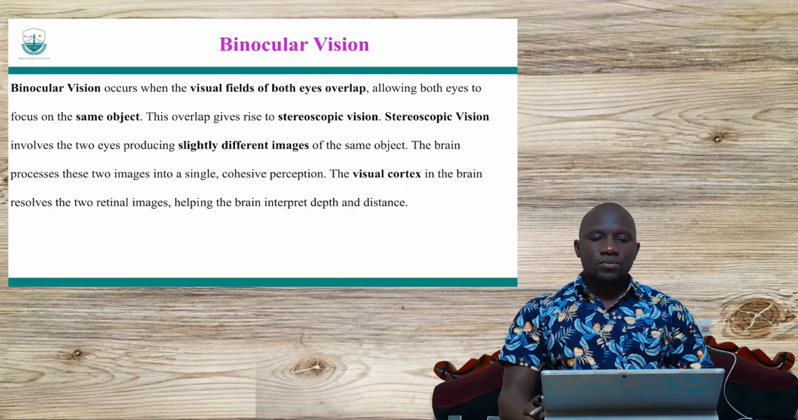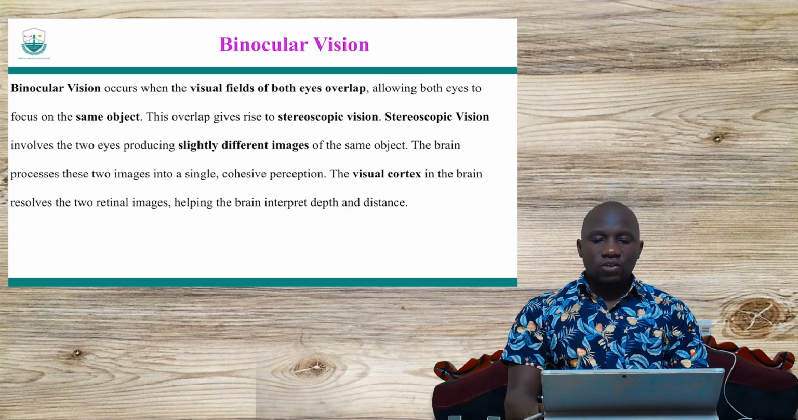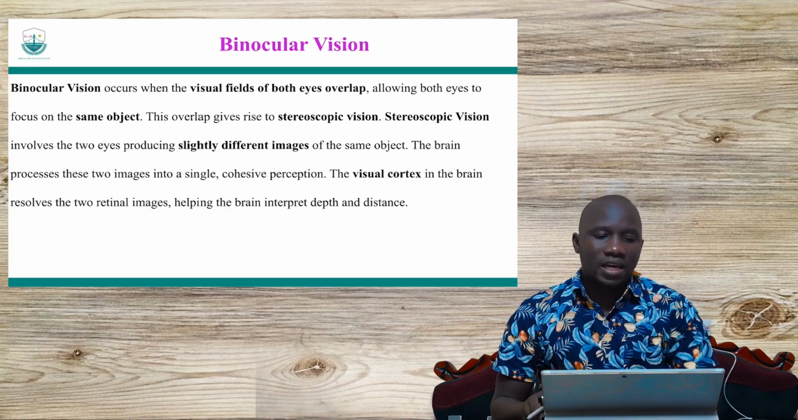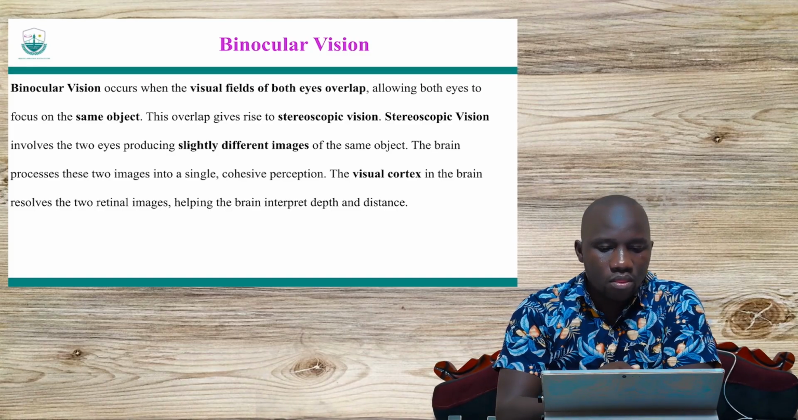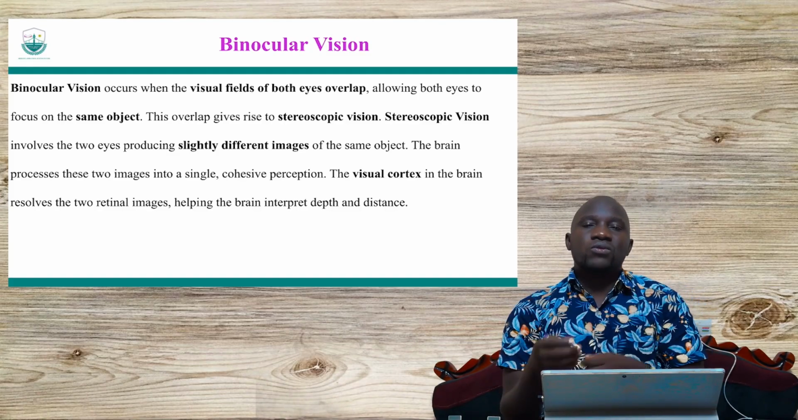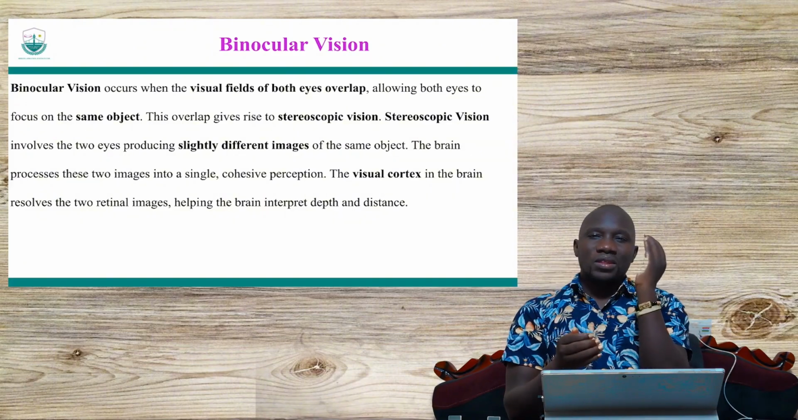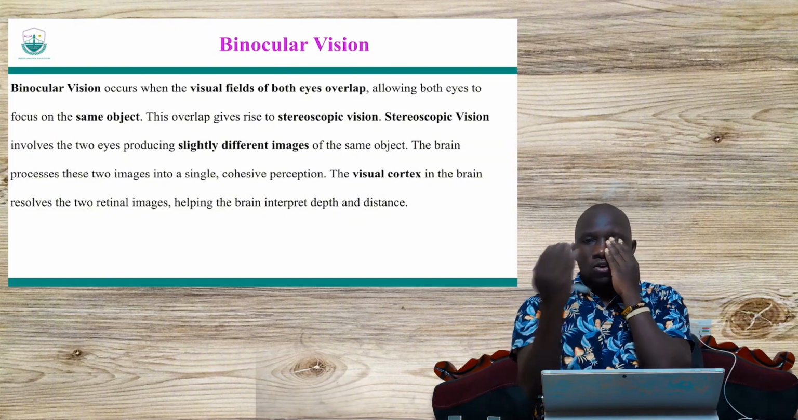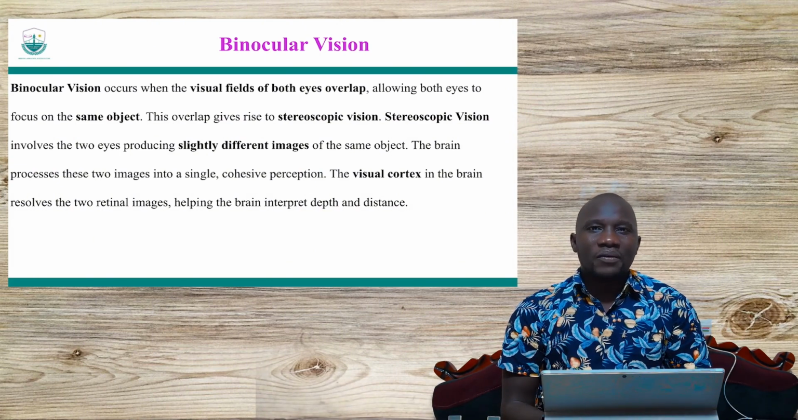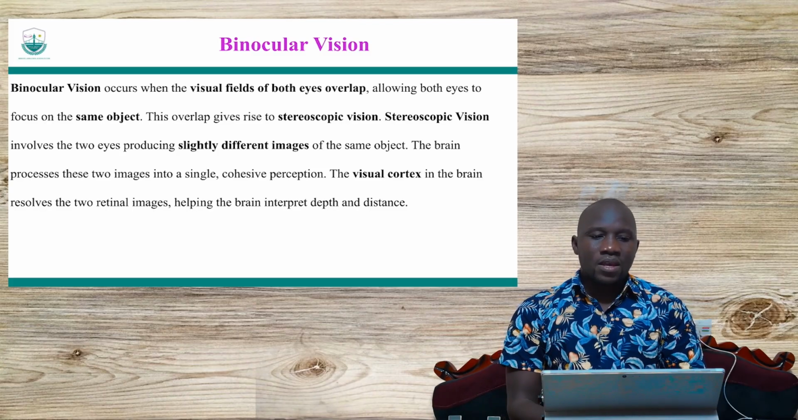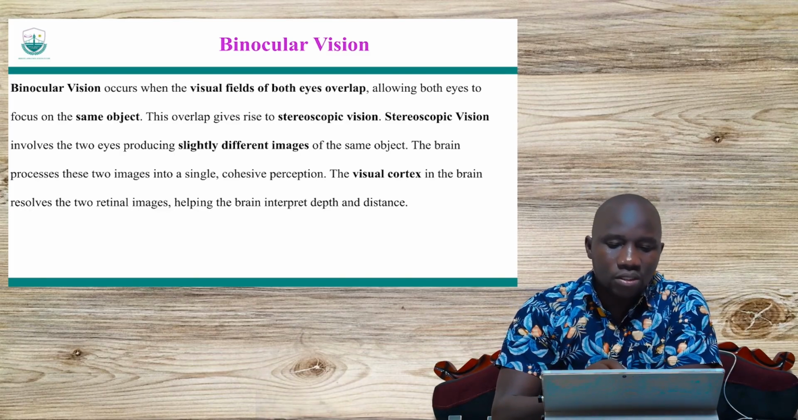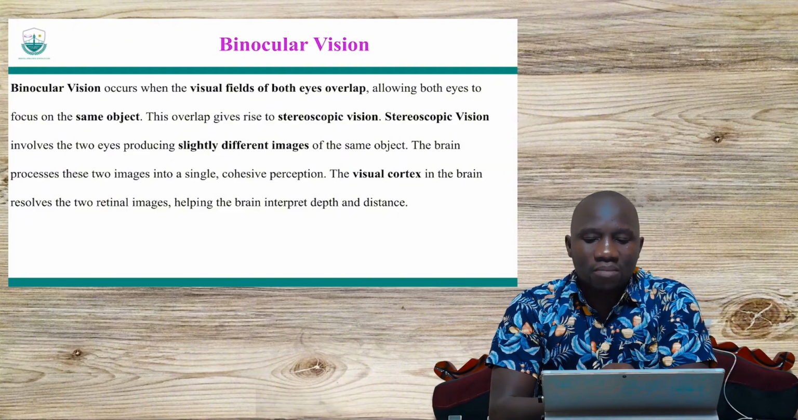So we move to what we call binocular vision and stereoscopic vision. Let us look at what that means. What you see with one eye also overlaps what you see with the other eye. That means that if you close one eye, the eye that is open is also able to see the other areas that the closed eye could see. That is what we call binocular vision: the visual fields of both eyes overlap.